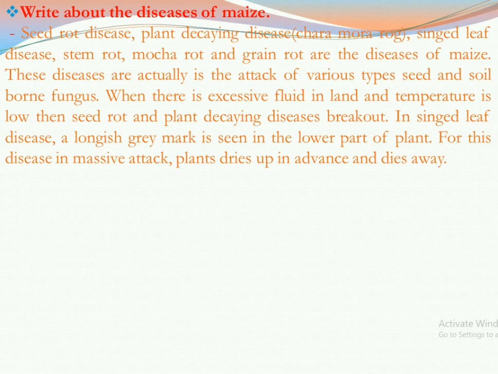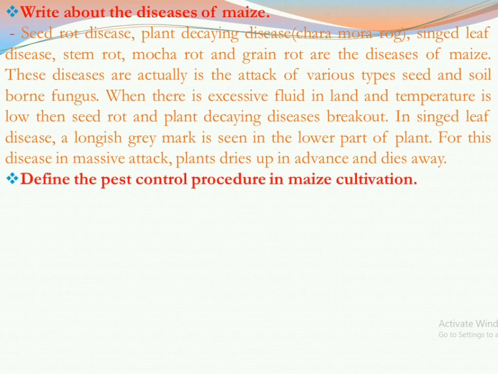In singed leaf disease, a longish gray mark is seen in the lower part of the plant. For this disease, in a massive attack, plants dry up in advance and die away. So these are very bad for maize cultivation. So we have to look out for these diseases.